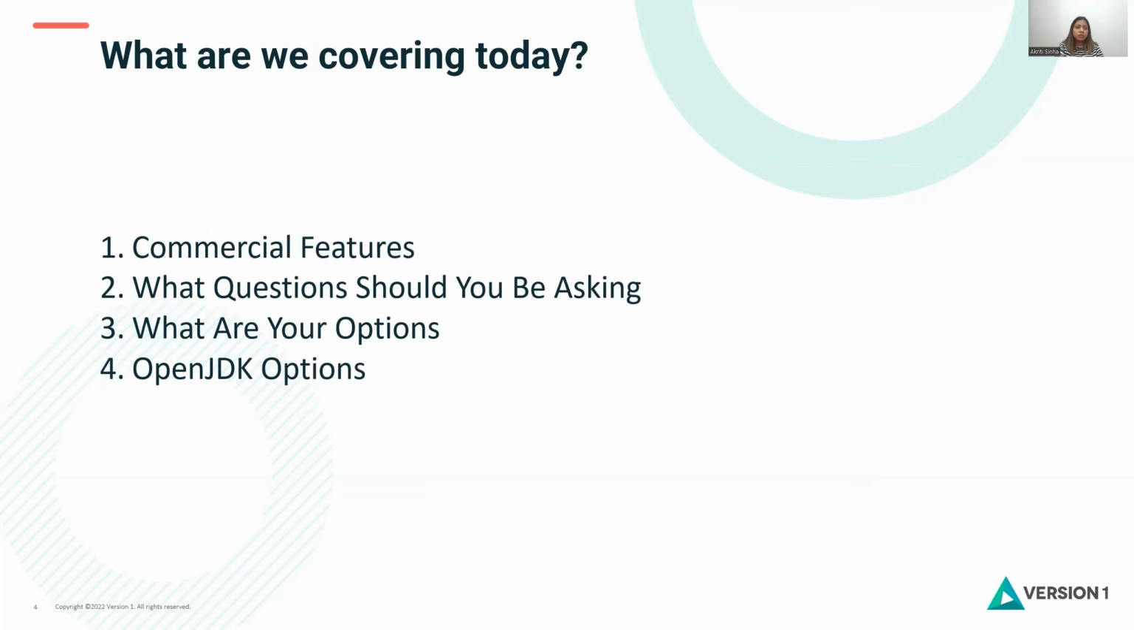So what we are going to cover today is the commercial features in Java and what is their significance. How would you make a decision? What is the best option for your organization? So we are listing what questions you should be asking to help you drive your decision. Now, based on your specific requirement, what will be your options? And finally, if you're looking to move to OpenJDK, what options would you have?